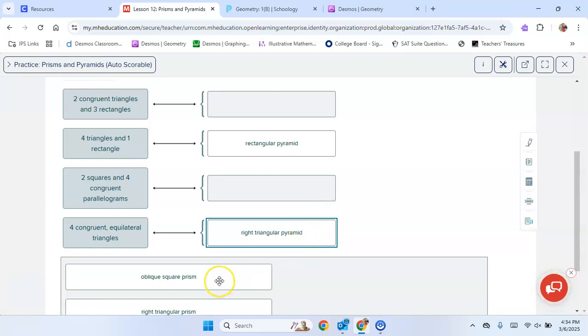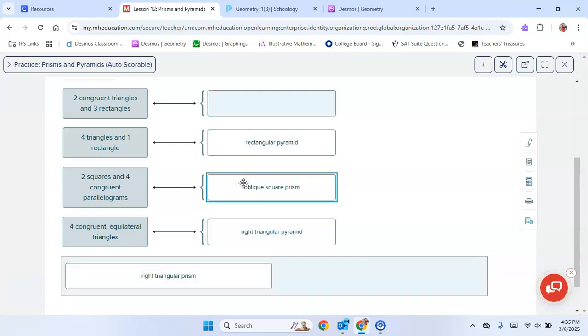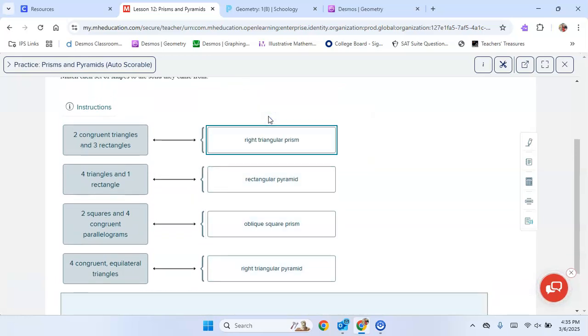Oblique square prism. That would be squares and 4 congruent parallelograms. Right triangular prism. That would be 2 congruent triangles and 3 rectangles.